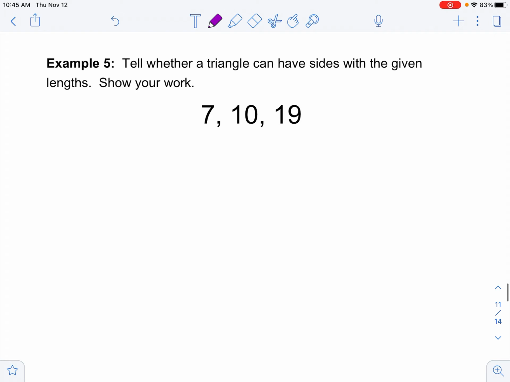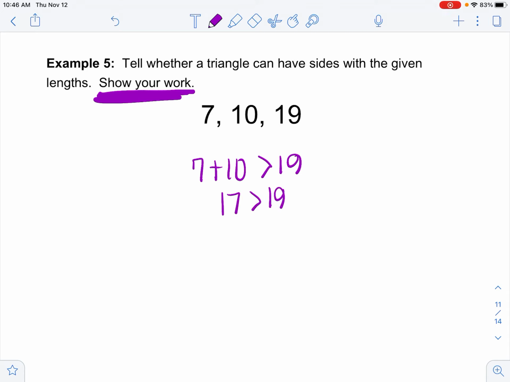All right, so let's try example 5 together. It says, tell whether the triangle can have sides with the given lengths. Show your work. So if you just put yes or no, you're not going to get any credit. So what I'm going to do is take the two shortest sides and add them and see if it's greater than 19. So I have 17 is greater than 19. Is 17 greater than 19? No. So no, this is not a triangle.